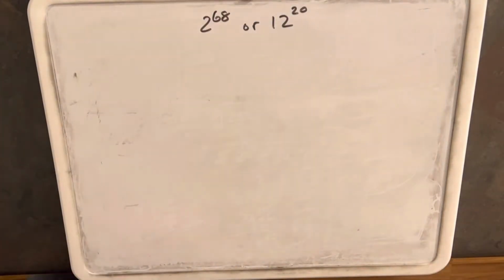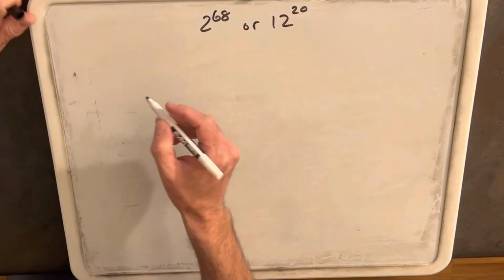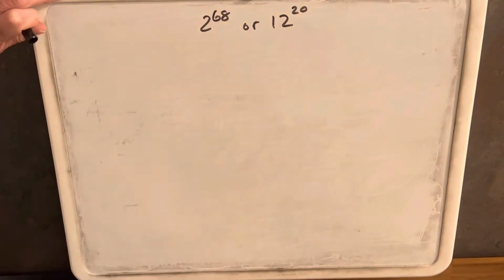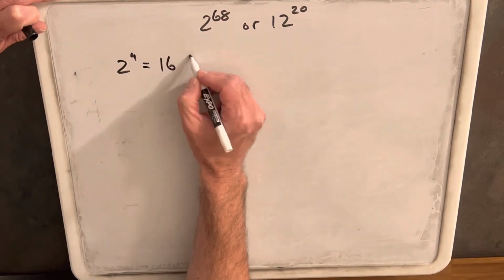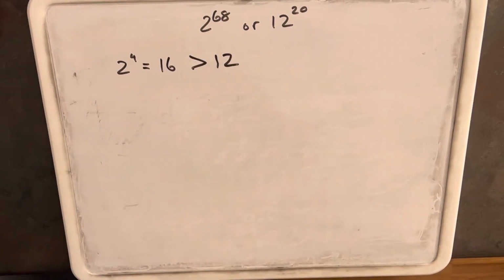Okay, so we have a "which is bigger" problem on the board today. We have a comparison of 2 to the 68th power versus 12 to the 20th power. At first I don't really know quite where to start. But what we want is some kind of comparison point so we can try a few things. My first thought was, let's compare 2 to the 4th, which equals 16, directly to 12. We know 16 is bigger than 12.